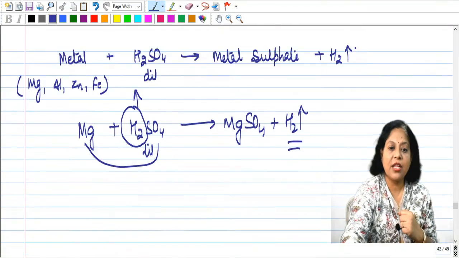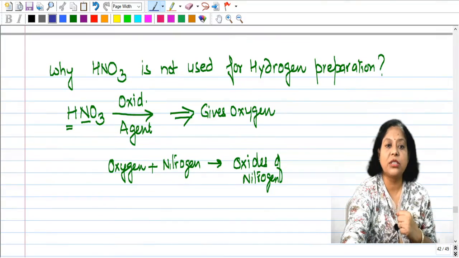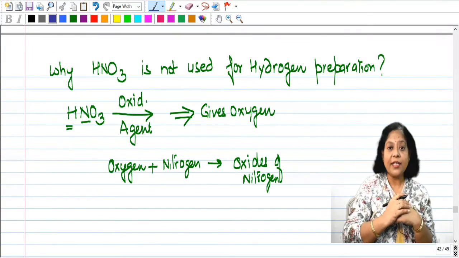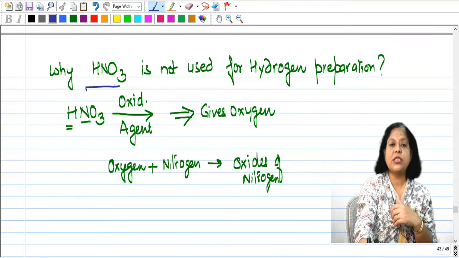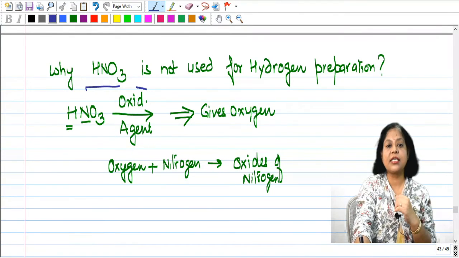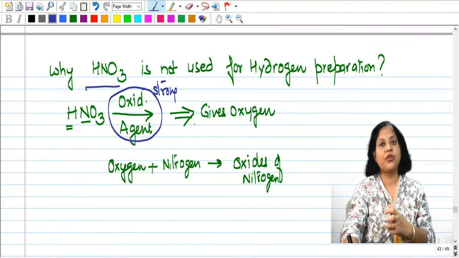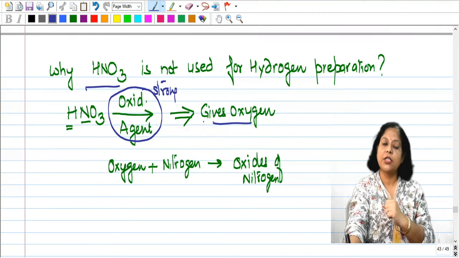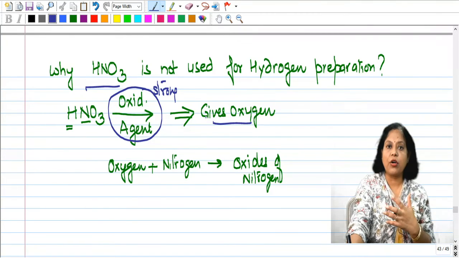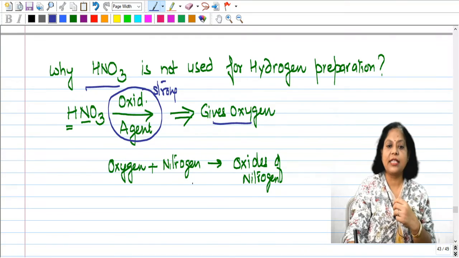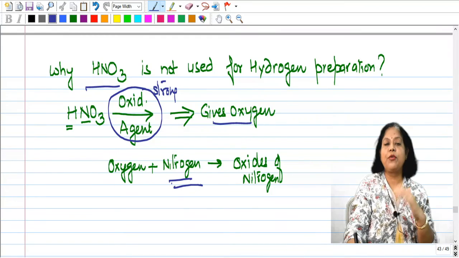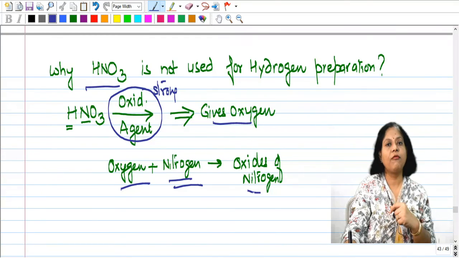Now the question is, why don't we use nitric acid? The reason is we don't use nitric acid because nitric acid is a very strong oxidizing agent. If it is a strong oxidizing agent, it is going to provide oxygen. What is there in nitric acid? There is nitrogen. So nitrogen and oxygen will form oxides.